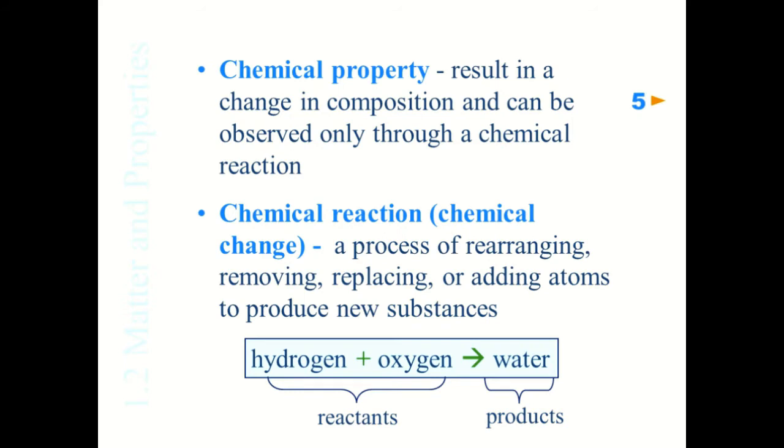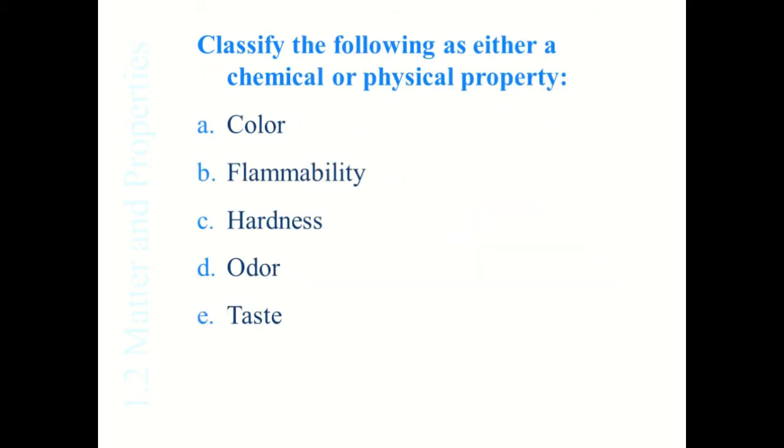Okay, we talked about chemical properties. Chemical properties we observe through chemical reactions. Chemical reactions are a process of rearranging, removing, replacing, or adding atoms to products to make new substances. Hydrogen plus oxygen, water. It's something new. Okay? Whenever you create something new, a chemical reaction has occurred.